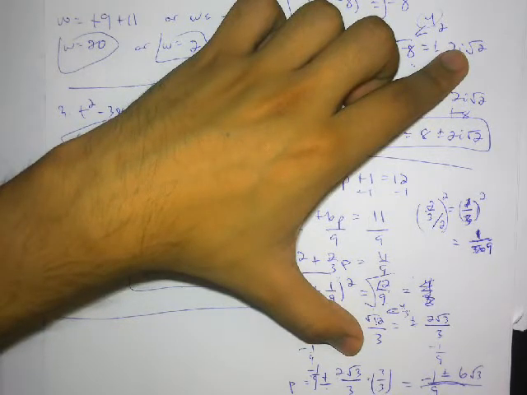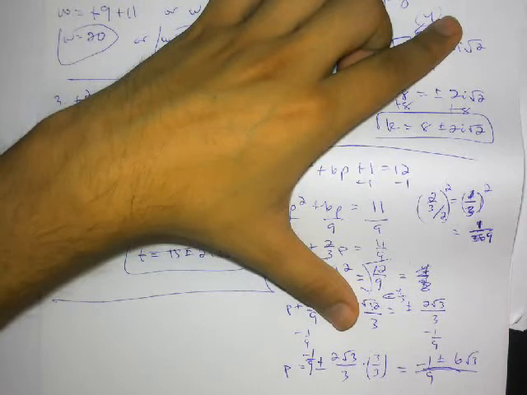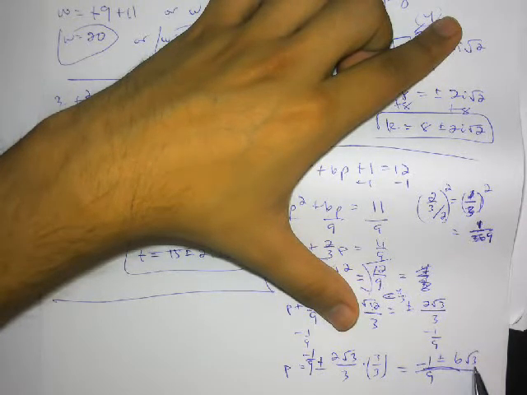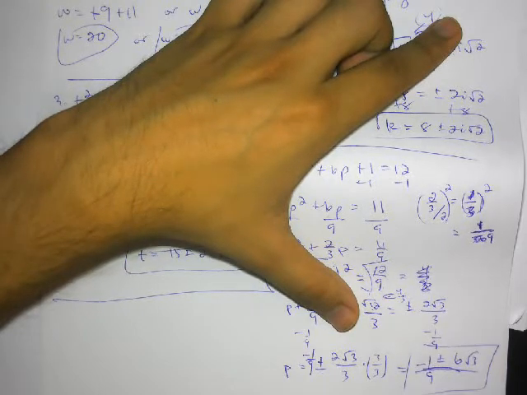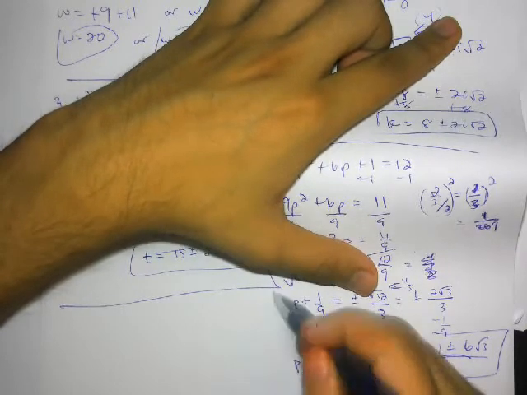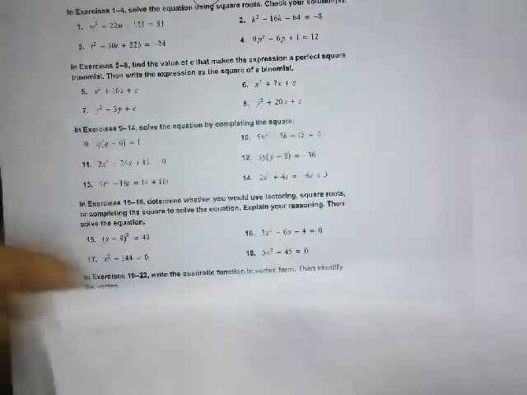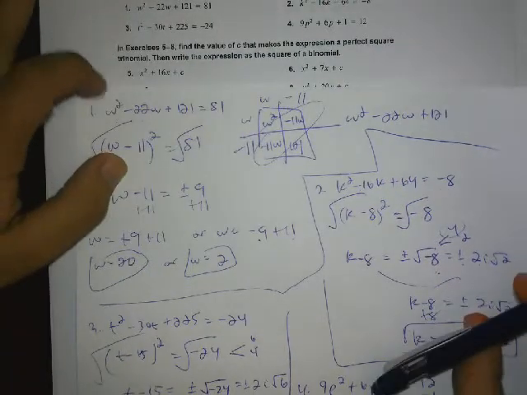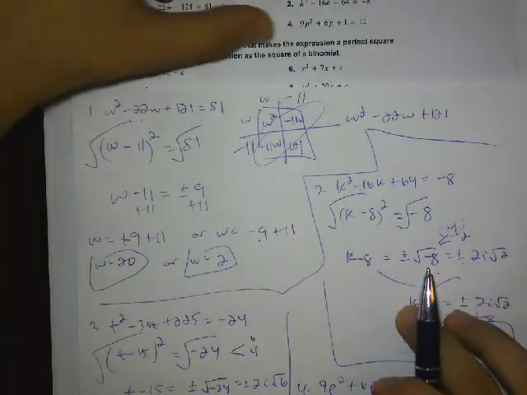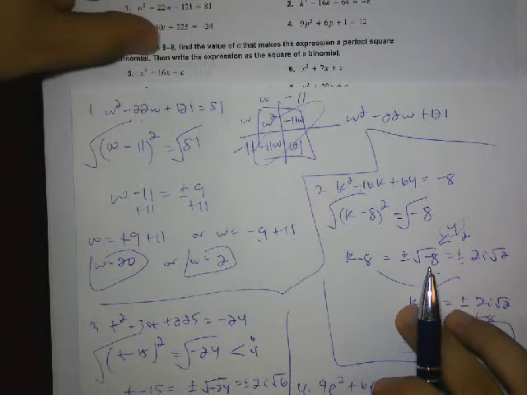Alright, number 5. Number 5 says, find the value of c that makes the expression a perfect square trinomial, then write the expression as the square of a binomial. So it's somewhat the exact same thing that we were doing here. It's just our final answer should look something like this: w minus 11 squared. Alright, so let's start with number 5.